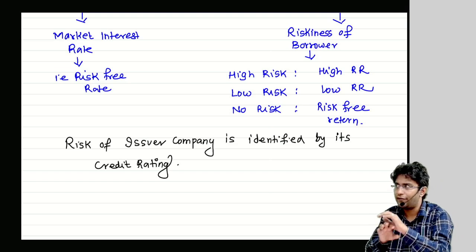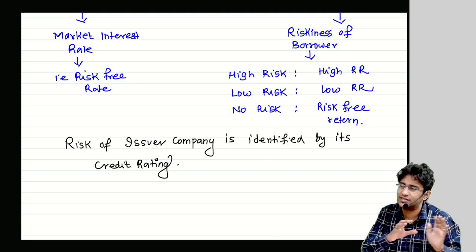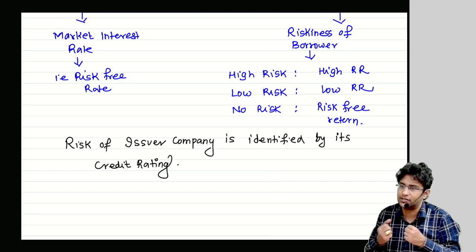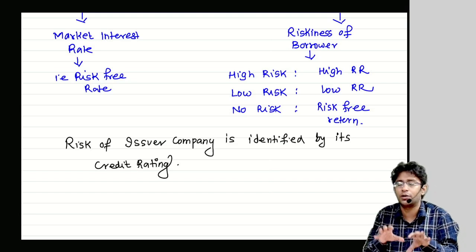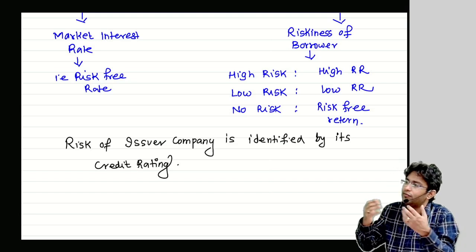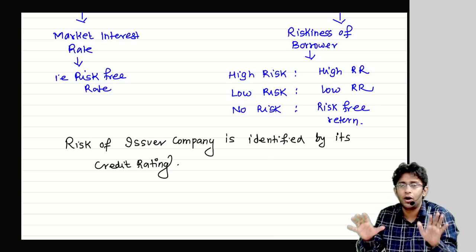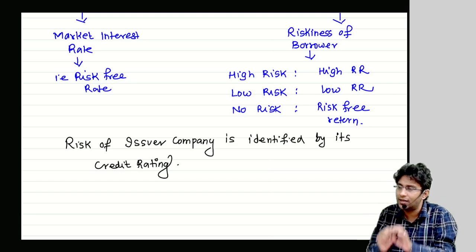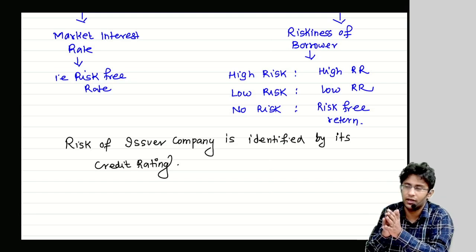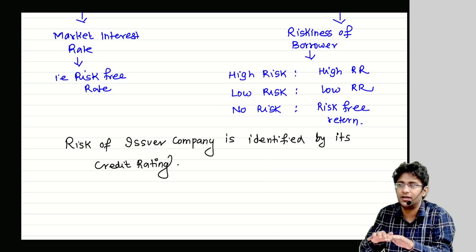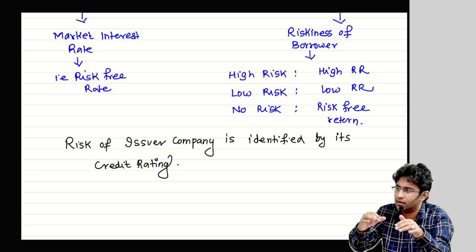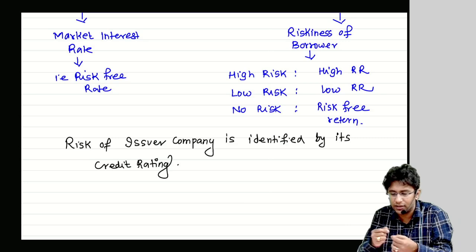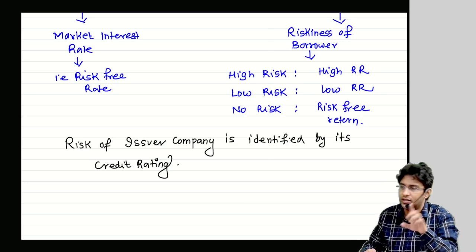Go there, furnish all your past history of borrowings, how you have repaid them, what your current assets and liabilities are, what kind of projects and businesses you are doing. If you explain all that, that person will see your history, your present position, and your forecasted position, and then he will express an opinion that a company is less risky, moderately risky, or high risky. Based on that opinion, the investor will understand how risky it is.